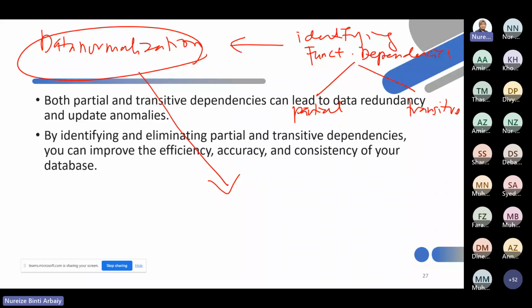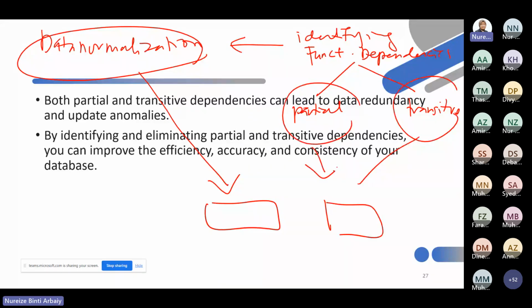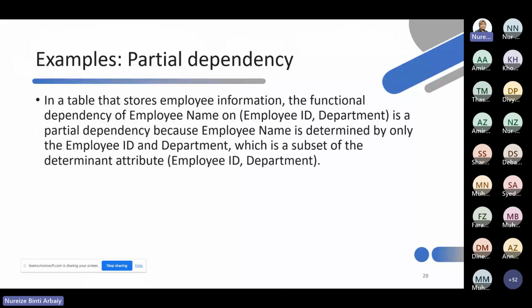But how can we separate the table? How can we break down the table? Okay, so we need these two. Okay, by having these two, then we can separate the tables to improve the consistency of the database itself. So this is the process. So before I proceed with the data normalization process, I need to continue with some explanation on the partial dependency.